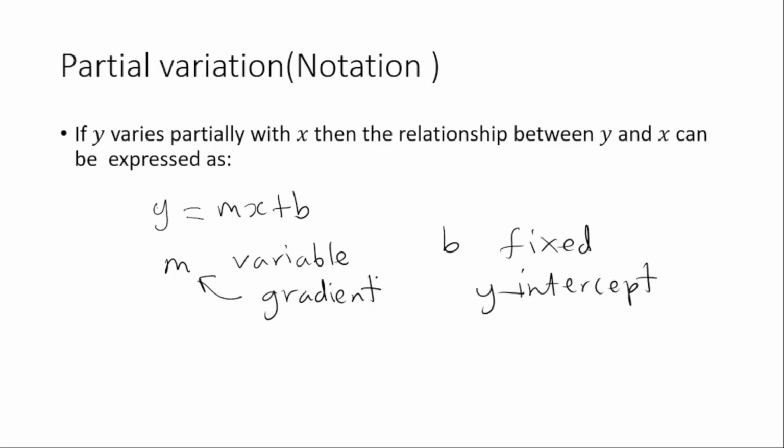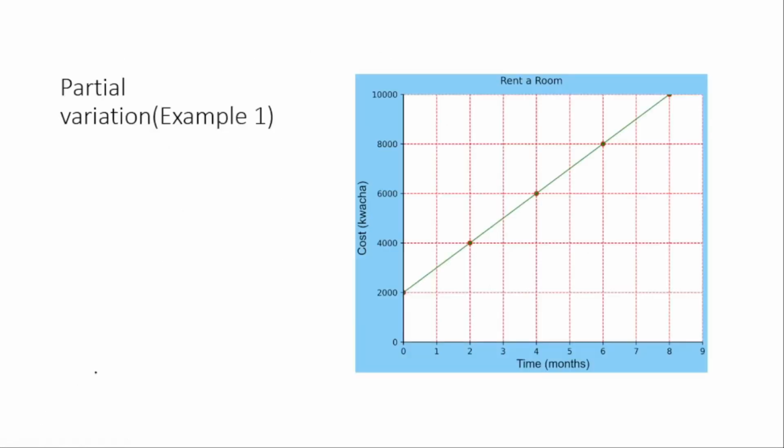So if we want to represent a partial variation in equation form, we write it as y is equal to mx plus b. The m is the gradient of the line. Then the b part is a fixed part, which is also the y-intercept part. Let's look at an example.